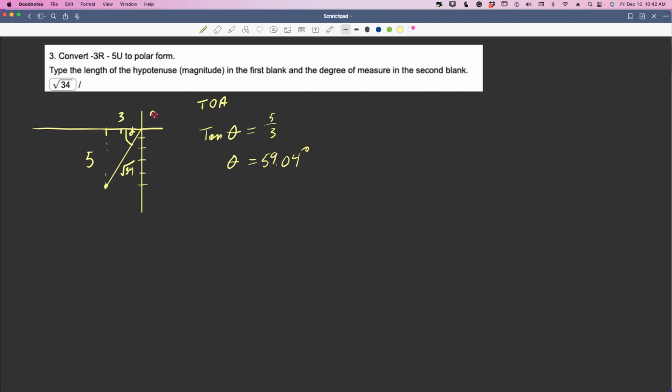Now, we have 90 degrees here, because we measure from this x-axis here and all the way around. So it's 90 here, 90 here. So we've got to add in this theta degree here. So that's going to be 180 plus 59.04. And that's going to be 239.04 degrees. So, square root of 34, 239.04 degrees. And that would be how you do that.